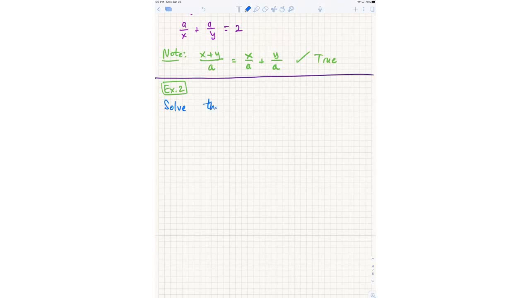Functions and increasing, decreasing, and all that. So I want you to solve the inequality (x minus 4) over (2x plus 1) is less than or equal to 0. Write your answer in interval notation.